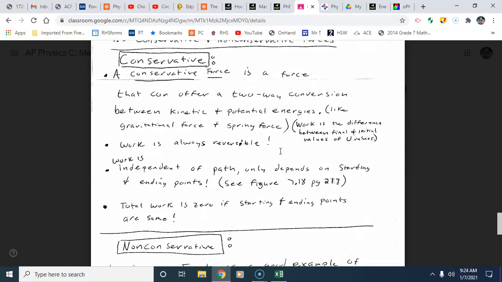Why? Exactly. The vertical distance is what matters. Just like that note up there says, it's independent of path. It only depends on the starting and ending points. Don't these have the same starting and ending points, especially vertically for gravity? Gravity works on the vertical axis, right?